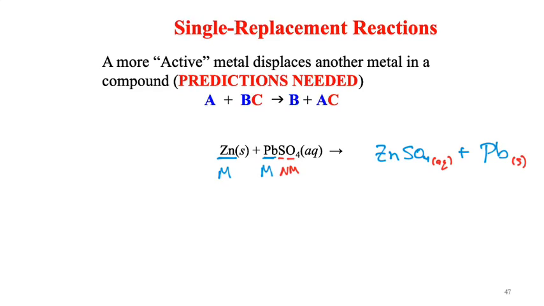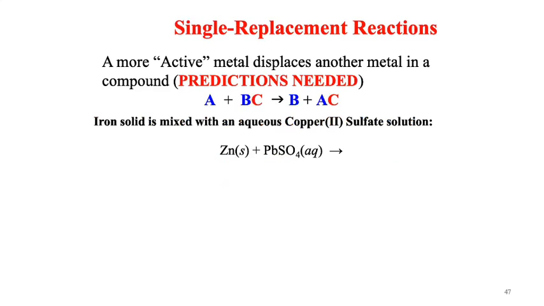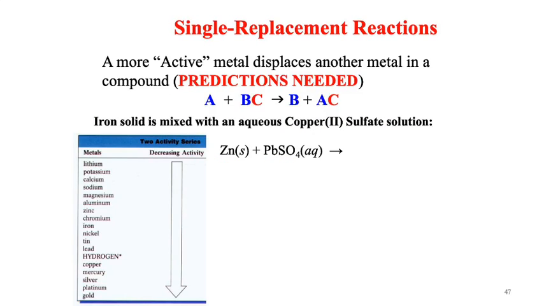For a single replacement reaction, you are responsible for being able to do that. However, you are not responsible for being able to do that with the information that is currently on the board. Okay? We're missing something. For you to be able to decide, does this reaction actually happen, you need more information. That more information is an activity series.